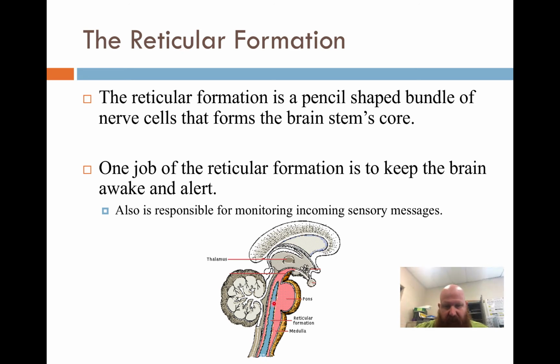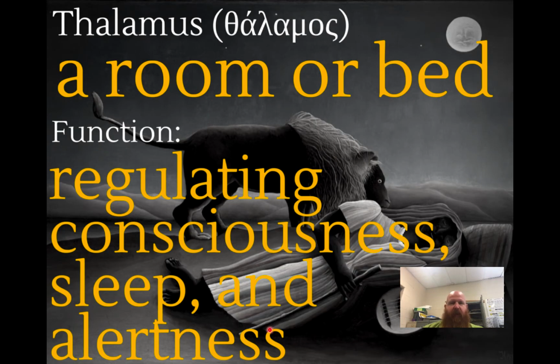The reticular formation is this blue area right in here. Pencil shaped, it's a bundle of nerve cells that forms the brain stem's core. Again, this is responsible for keeping the brain awake and alert, and it also monitors incoming sensory messages.